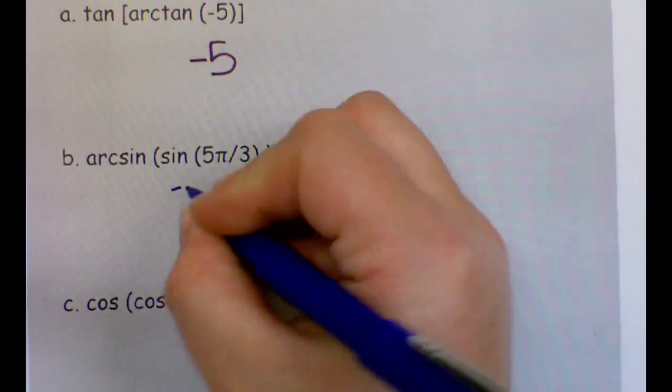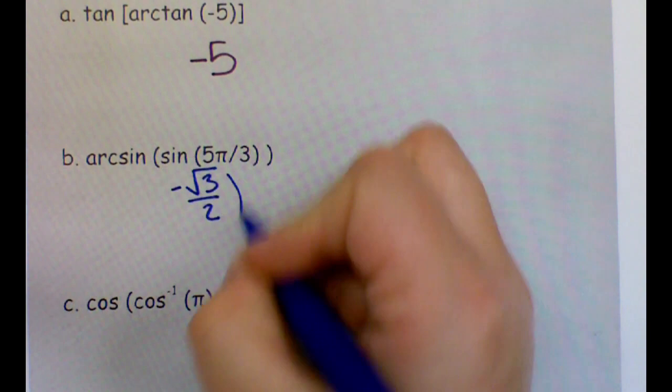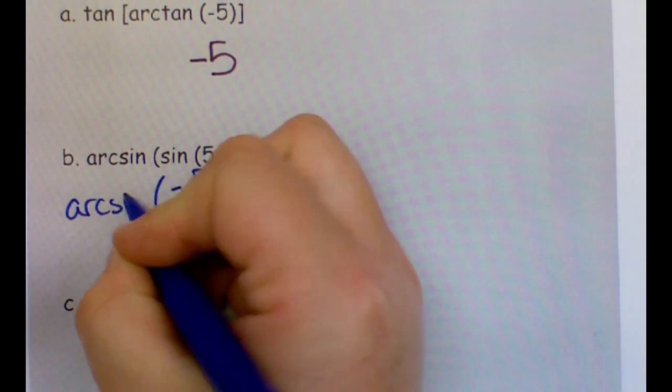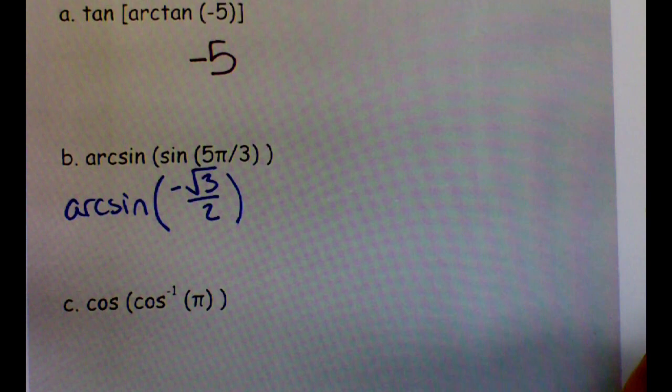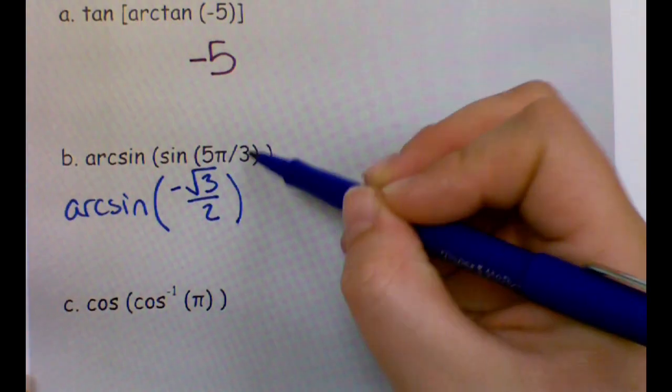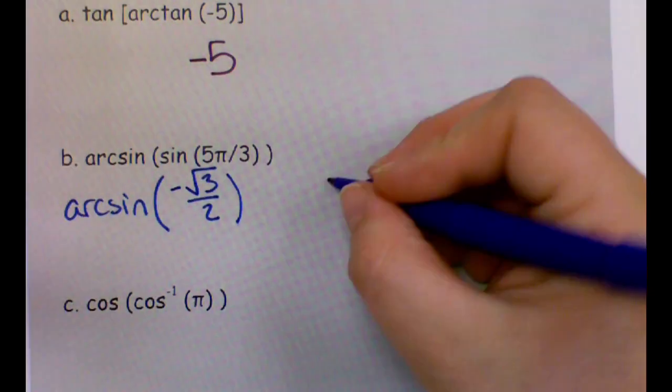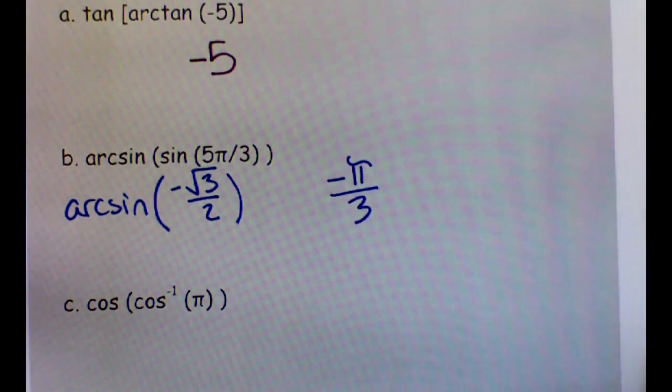Arcsine of the sine of 5π/3. This is where we start inside and work our way out. First question is, what's the sine of 5π/3? It's -√3/2. So now I want the arcsine of that. Well, my answer is not 5π/3 because 5π/3 is not in the range of arcsine. Arcsine can only give me answers between -π/2 and +π/2. So essentially, I'm going to get the coterminal angle with 5π/3, which is -π/3, for my answer.